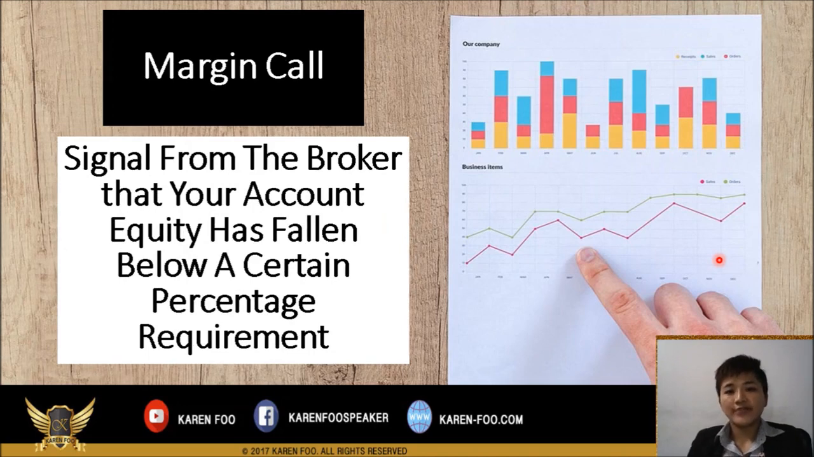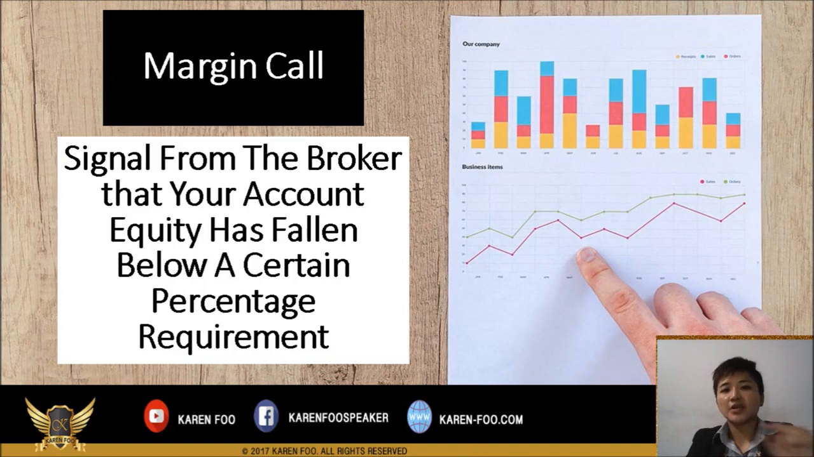Another very common term in trading is the margin call. It's basically a signal from your broker that your account equity has fallen below a certain percentage requirement. When your broker gives you a margin call, what they are telling you is that you need to add more funds to your trading account. If there's no free margin anymore, this is where you'll get a margin call to top up your account so that you can provide more margin to be used in your account as collateral.